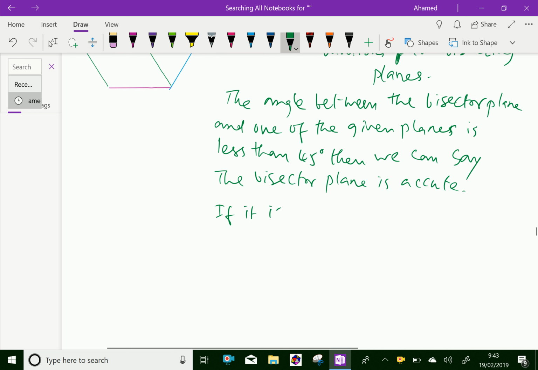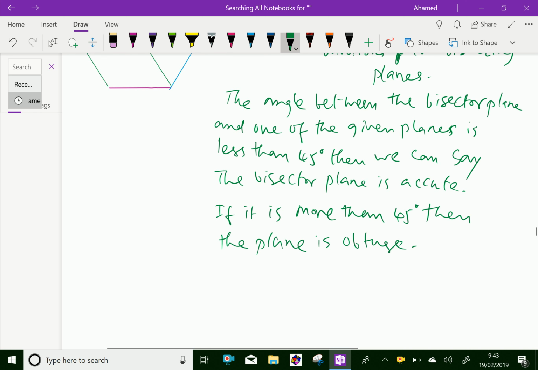If it is more than 45 degrees, then the bisector plane is obtuse.